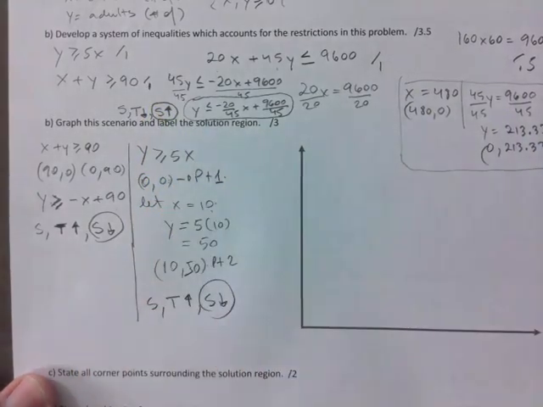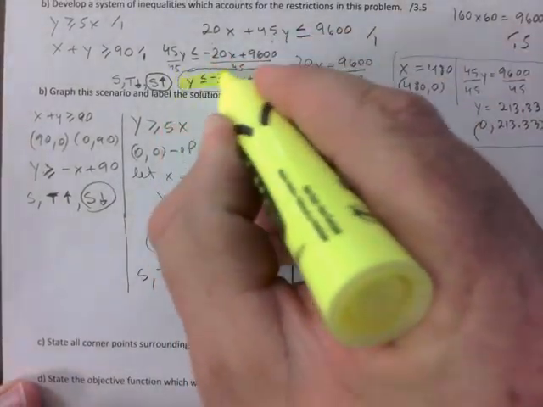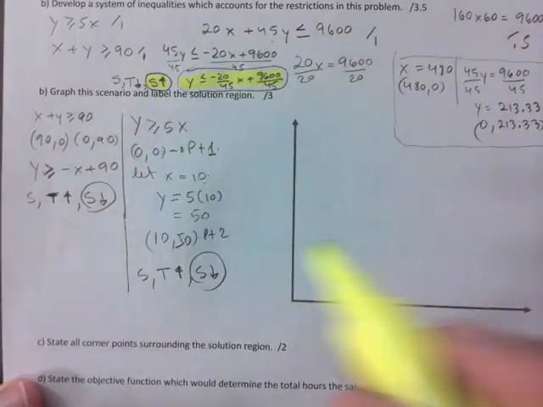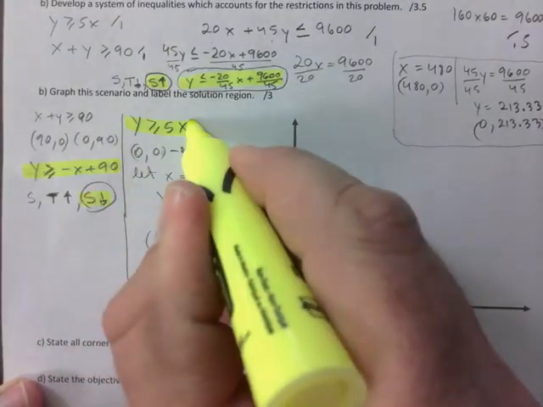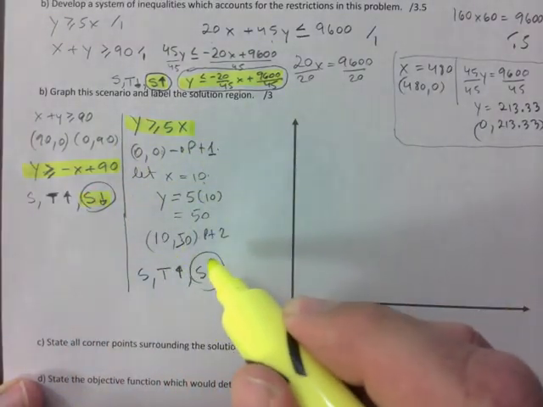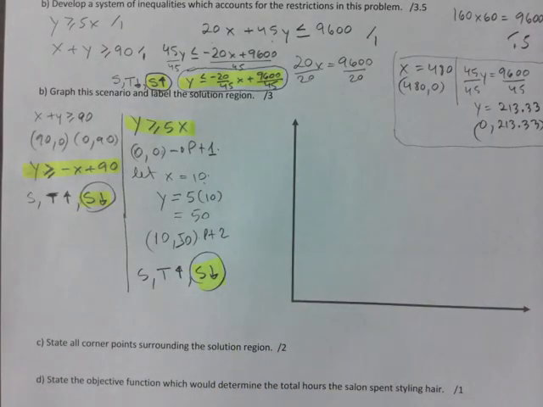Circle that part. So I'm actually going to highlight for every single one. I'm going to highlight my inequality and where I'm shading. Okay.